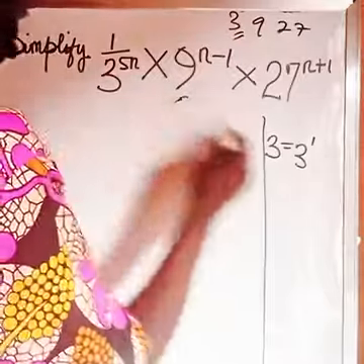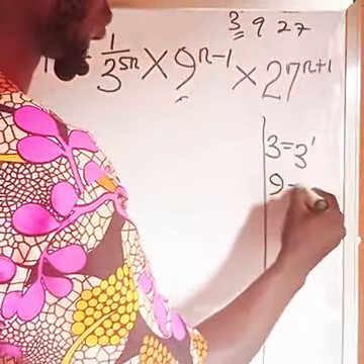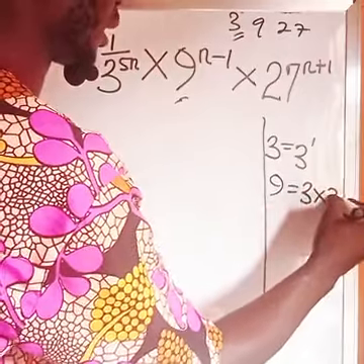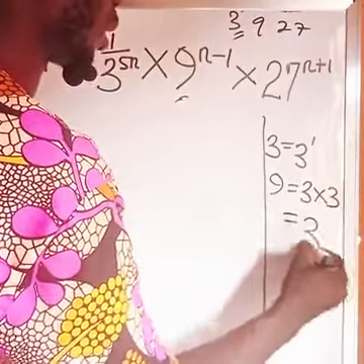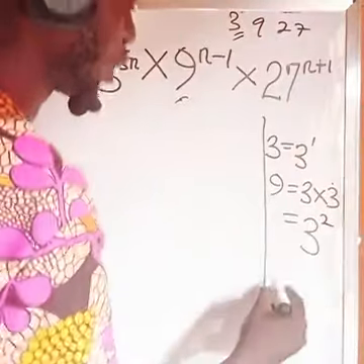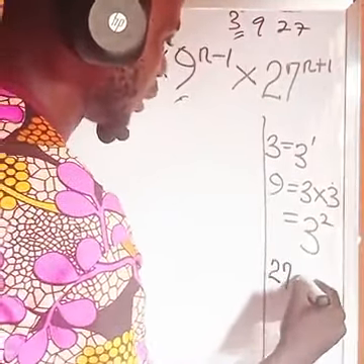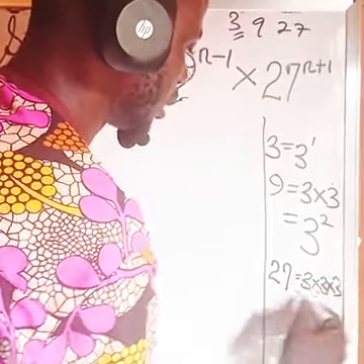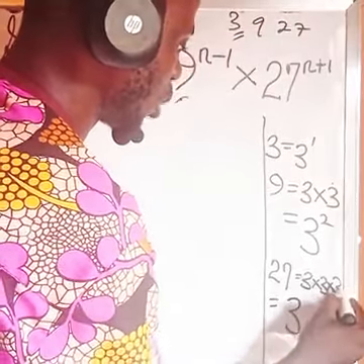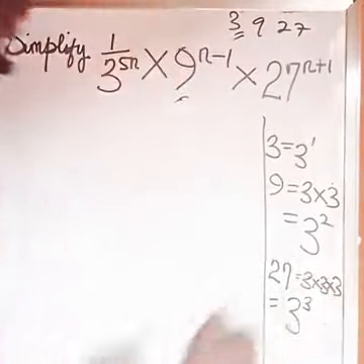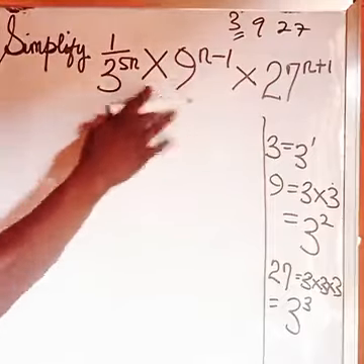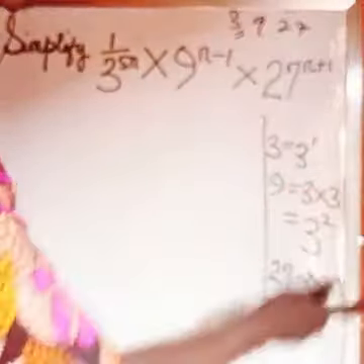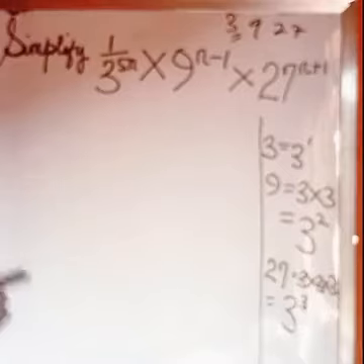So that's 3 equals 3 raised to the power 1, and 9 equals 3 times 3 equals 3 raised to the power 2, and 27 equals 3 times 3 times 3 equals 3 raised to the power 3. So in that case, let's remove all these and put in their indices in terms of 3 as the base.